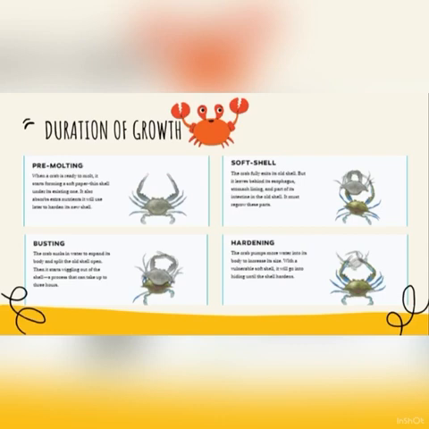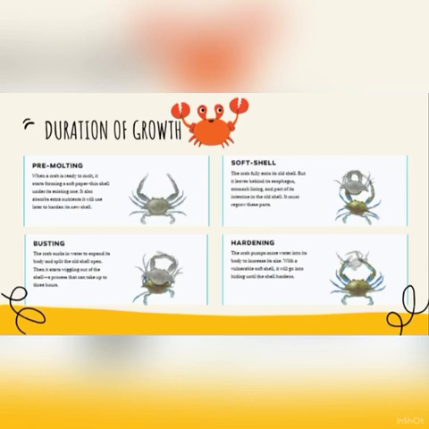It starts forming a soft, paper-thin shell under its existing one. It also absorbs extra nutrients it will use later to harden its new shell. During the busting phase, the crab sucks in water to expand its body and split the old shell open. Then it starts wriggling out of the shell.